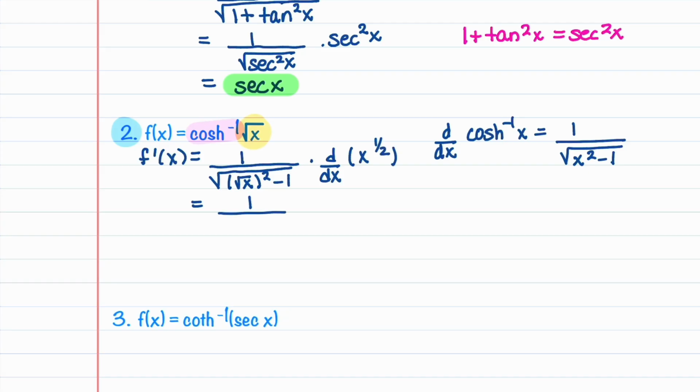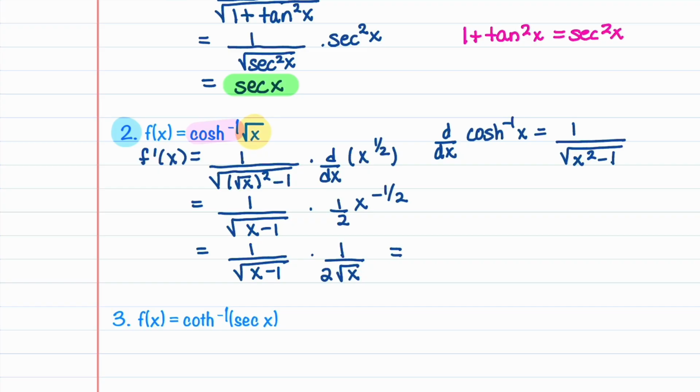Our denominator is the square root of x squared, so that's just an x. So we have the square root of x minus 1. Now we can take the derivative of x to the 1/2. This is 1/2 x to the minus 1/2. So this gives us 1 all divided by the square root x minus 1 times 1. And we can write our x to the minus 1/2 as 1 over root x. So we have 1 over 2 root x.